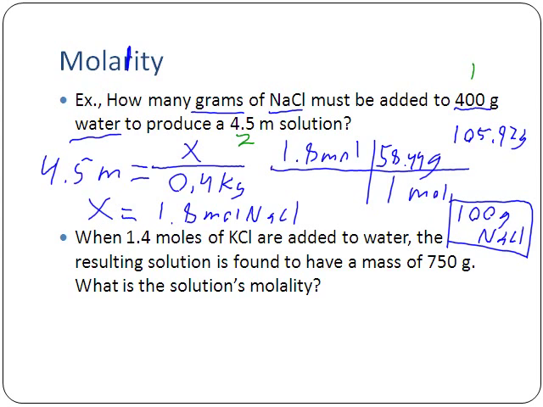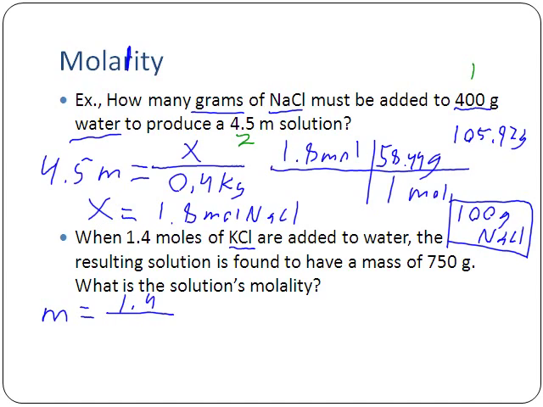One last one here. If we have 1.4 moles of KCl added to water, the resulting solution is found to have a mass of 750 grams. What is the solution's molality? In this case we're looking for molality. So we'll set this up: molality is equal to the number of moles of your solute. Solute here is KCl. We know we have 1.4 moles of that, divided by the number of kilograms of solvent.